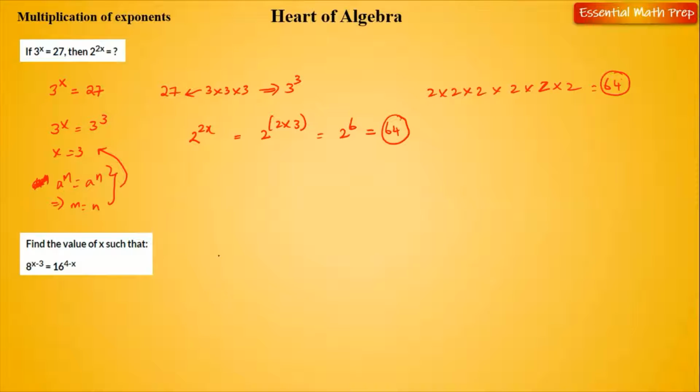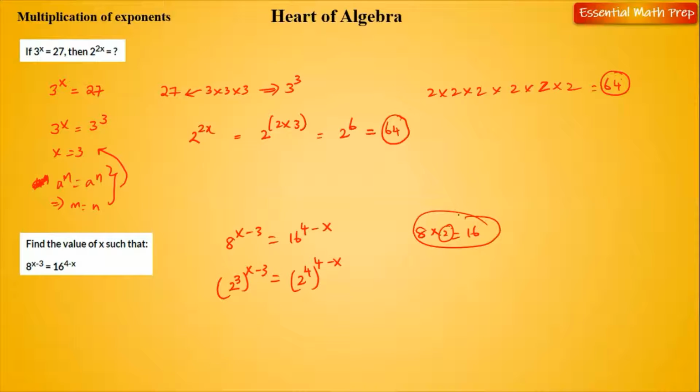Okay. Let's continue. We have 8 power x minus 3 equals 16 power 4 minus x. Well, while 8 times 2 is 16, we can't really factor it that way, okay? So there is something common between both 8 and 16, and that is 2. So let's factor both sides in terms of 2. So 8 would be 2 cubed, right? Raised to the power x minus 3. 16 is 2 power 4, 4 minus x. Because 8 can be multiplied by 2 to get 16, you can't really do exponents that way. You have to have a common base, right?